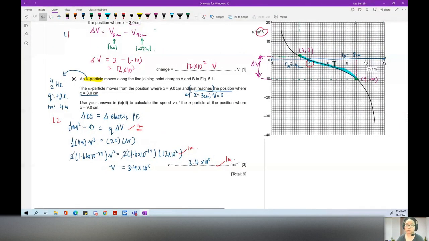So always visualize this curve, especially if it's a potential curve, as like an inclined plane. You slide up an inclined plane, you're going to lose kinetic energy. And then if it just reaches, it means that your V is zero. So how much kinetic energy should I have at 9 cm so that I can reach 3 cm? And if I want to sketch out just a brief sketch of the velocity between these two points.